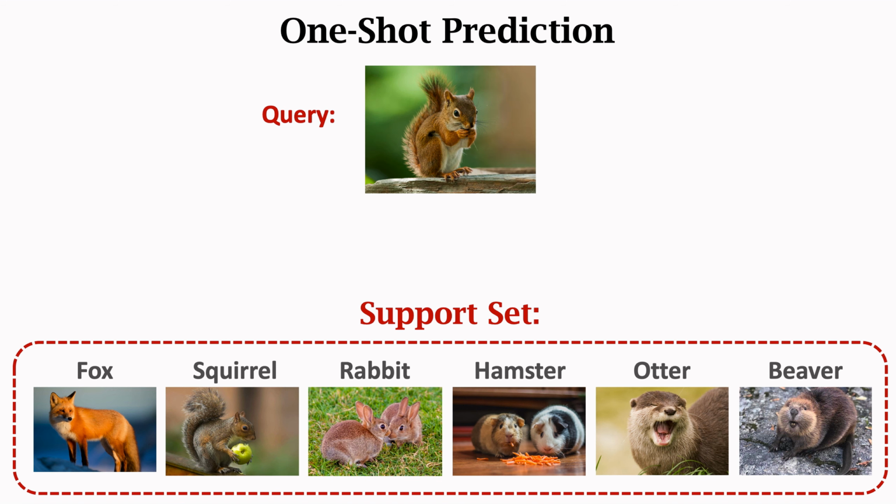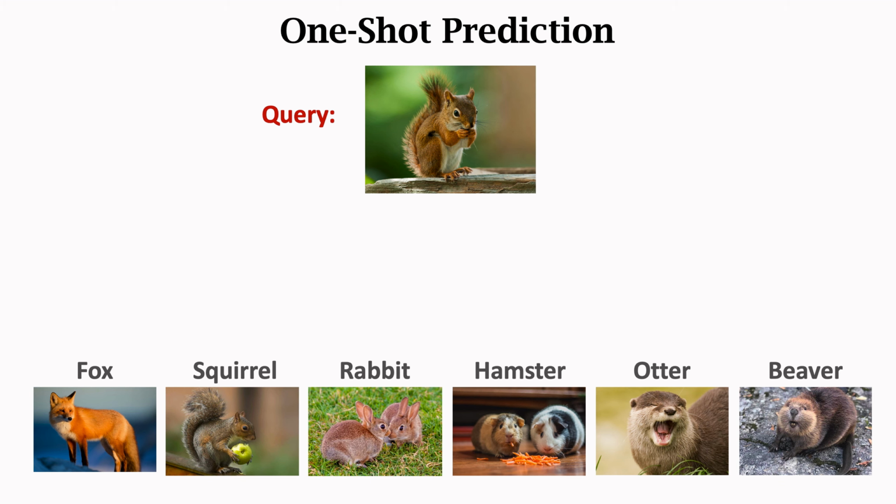Now we have a query. We know the query must be among the 6 classes in the support set. We need to choose 1 out of the 6 classes. We can compare the query image with the images in the support set 1 by 1. Taking the query and the fox as input, the Siamese network predicts a score between 0 and 1. Then we know the similarity between the query and fox is 0.2. Then compare the query image with the squirrel and get a similarity score of 0.9.